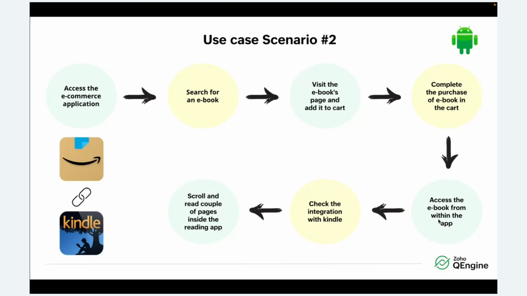So once we have purchased the book, since we already have an integration with Kindle, the book will be added to our Kindle library. From within the Amazon app itself, we'll be clicking on reading that book so that it will take us to the Kindle app inside the Amazon Kindle app inside the emulator itself, the same emulator. So that will be the second use case scenario.